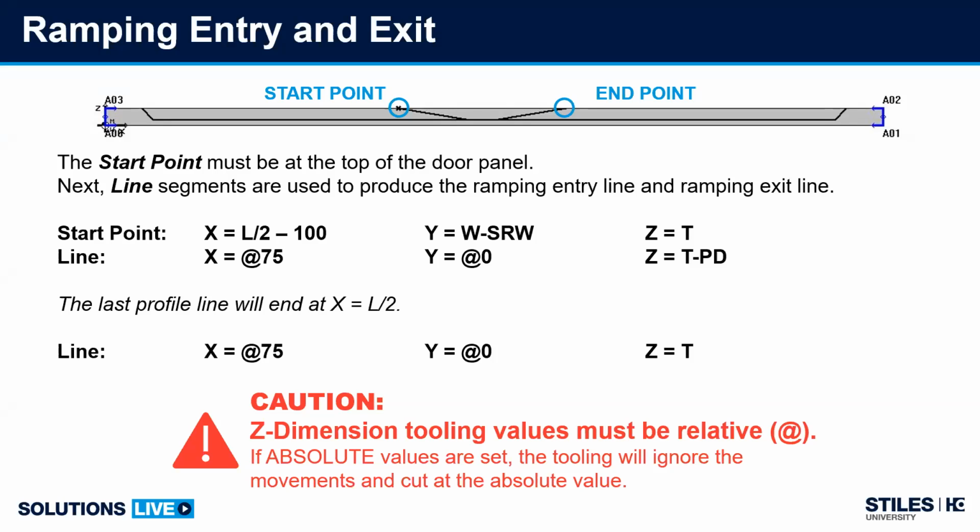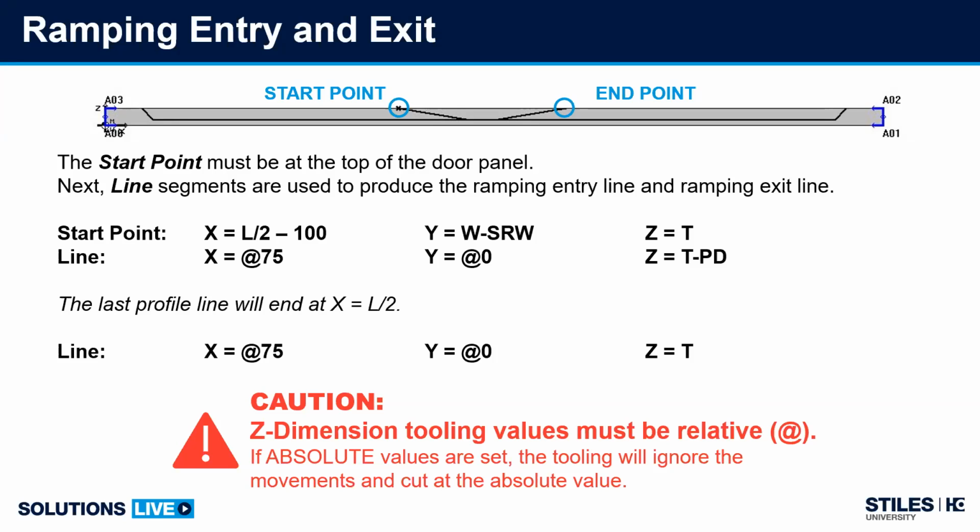So relative at 75, Y stays at 0, and now I go thickness minus the profile depth. So that produces my ramp in. I cut around the door, and then when I come back, I end up at 1/2 the panel length, and then I move 75 millimeters while I'm coming up in Z, and that's my escape. So again, the caution at the bottom: when we assign a tool to this, your Z dimension for the tooling has to be a relative command.